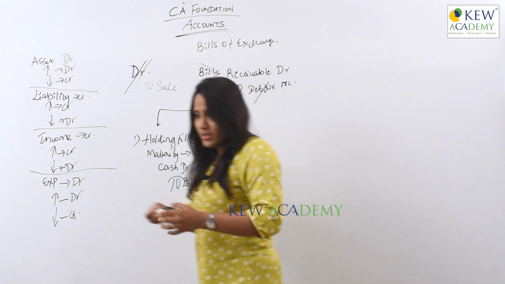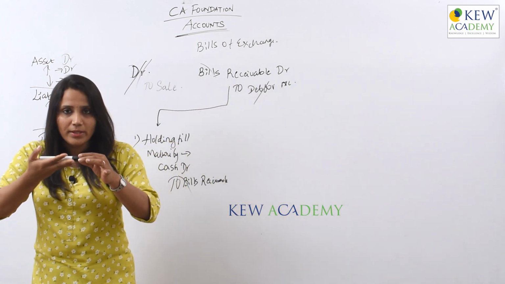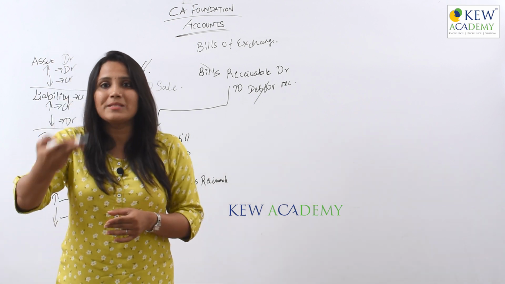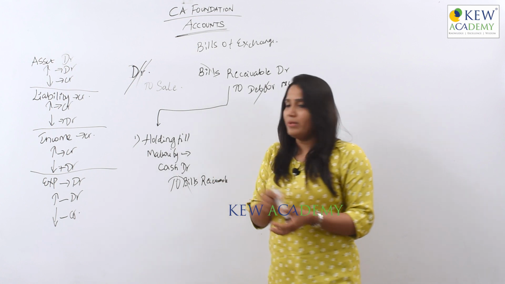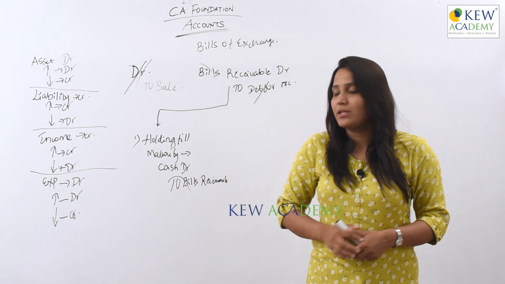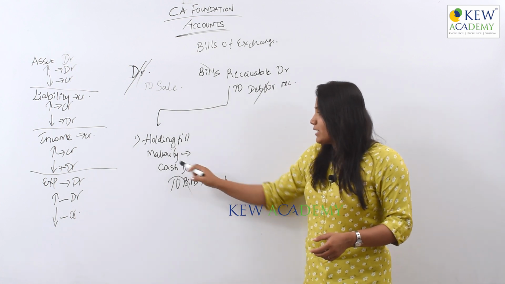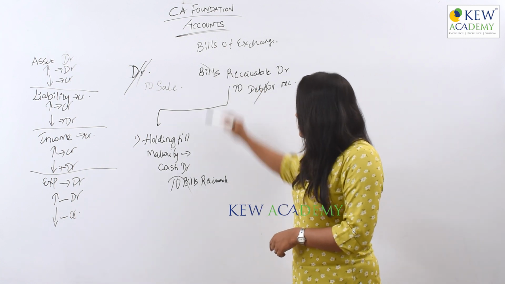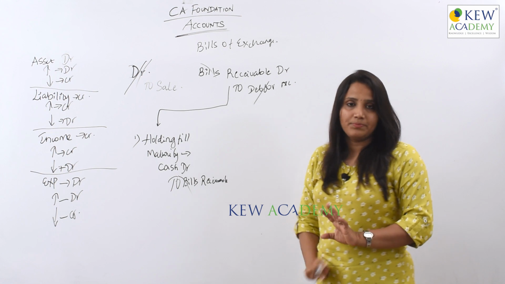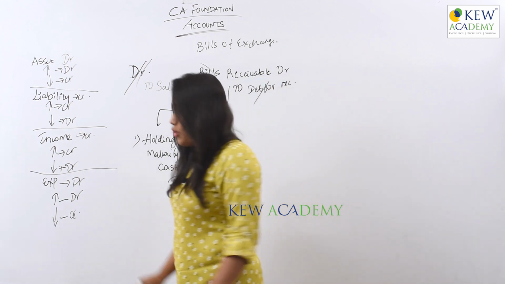So now again I am telling, with this bill, what I can do? I can hold this bill till the end of maturity. At the end of the maturity, I will get cash for that bill. That's what I am going to tell. Cash to bills receivable. Now see the ultimate impact. These bills will get cancelled. Close. Bills are closed.